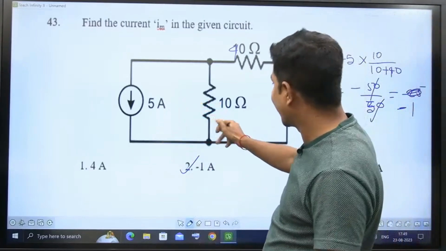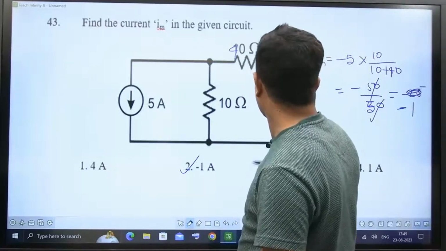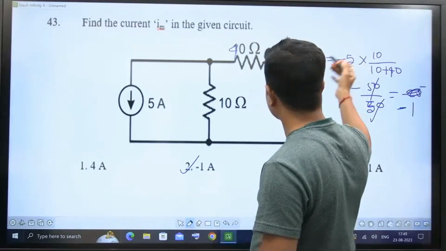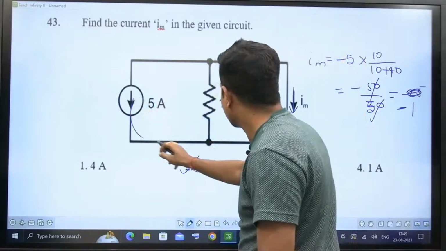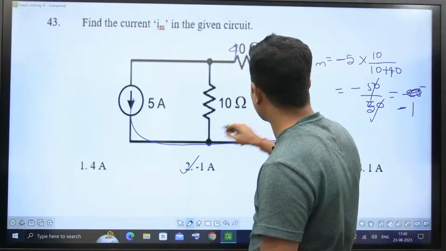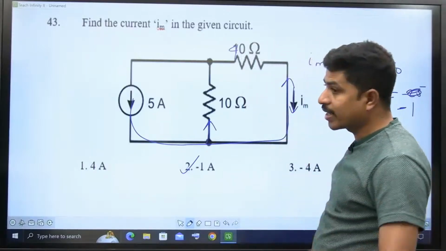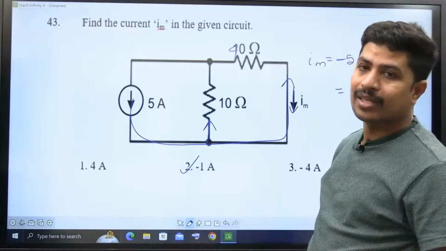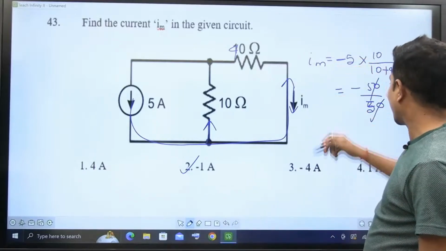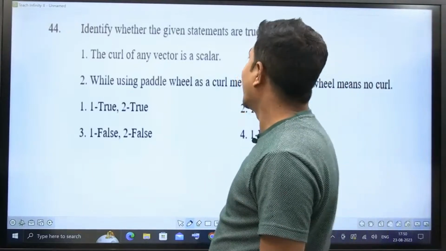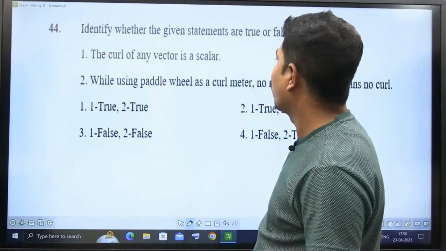5 is the current. Current division it is. If you want this current, but direction is down, that's why I kept minus here. This current is coming like this. This current is distributed to this one like this, and this one like this. But that fellow given current direction in the opposite direction of the actual current flow direction. That's why I take it here minus. Apply current division. That's all.